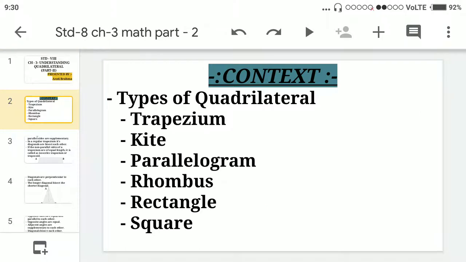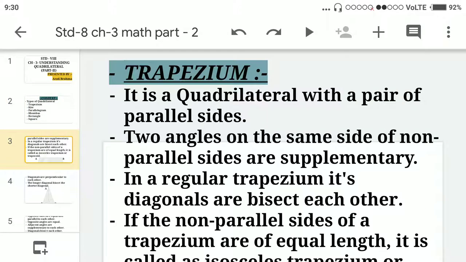So the types of quadrilateral, what quadrilaterals are we going to study? A trapezium, kite, parallelogram, rhombus, rectangle and square. One by one we are going to read about them. First one is your trapezium.